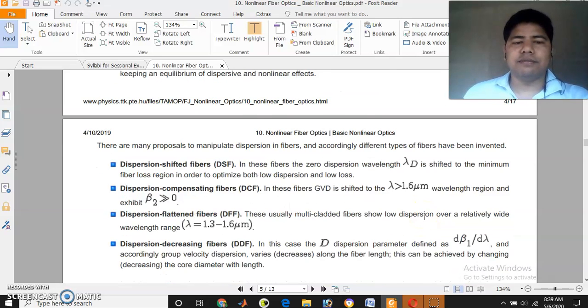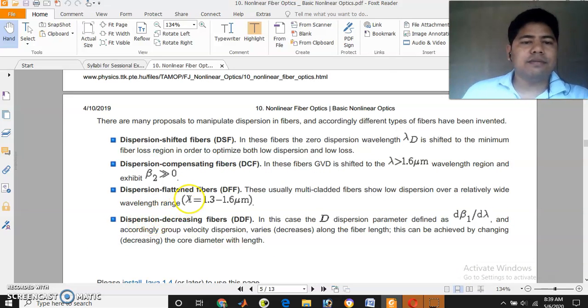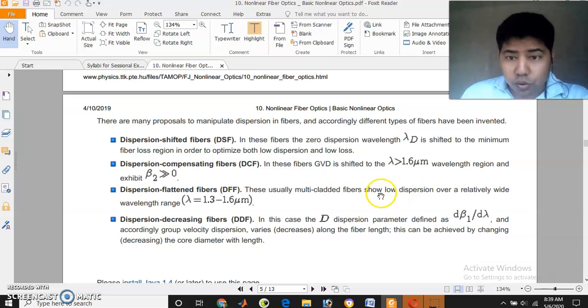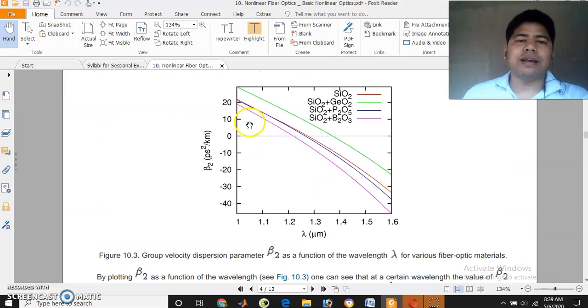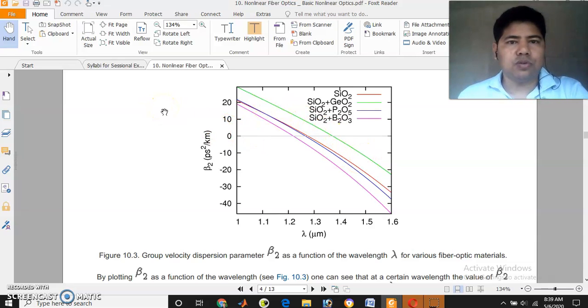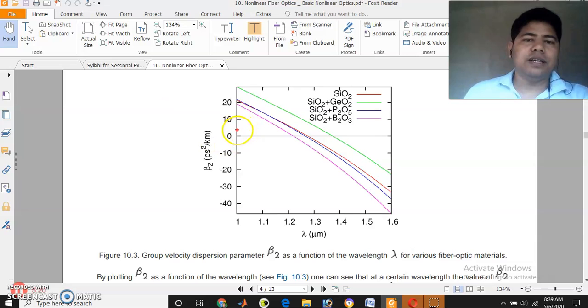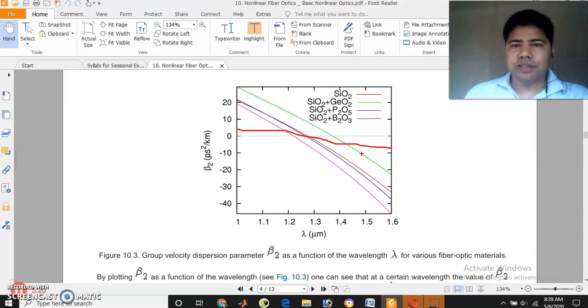That is the dispersion compensating fiber. Now dispersion flattened fiber. This is usually a multi-cladded fiber, with low dispersion over a relatively wide wavelength region, lambda equal to 1.3 to 1.6 micrometer. Dispersion flattened fiber means if we are able to flatten this graph. If we have a graph like this, it is a very flat graph of dispersion.